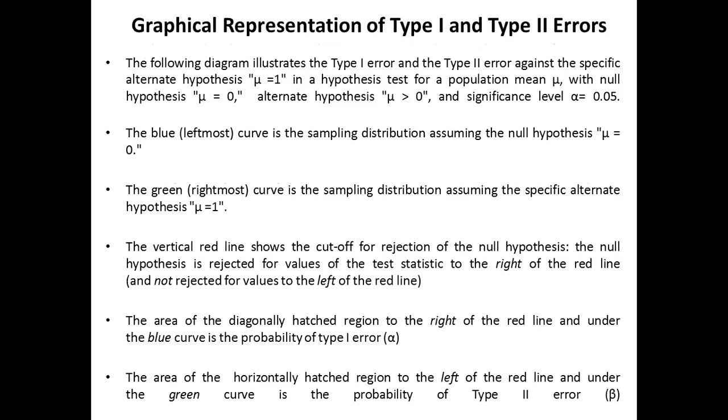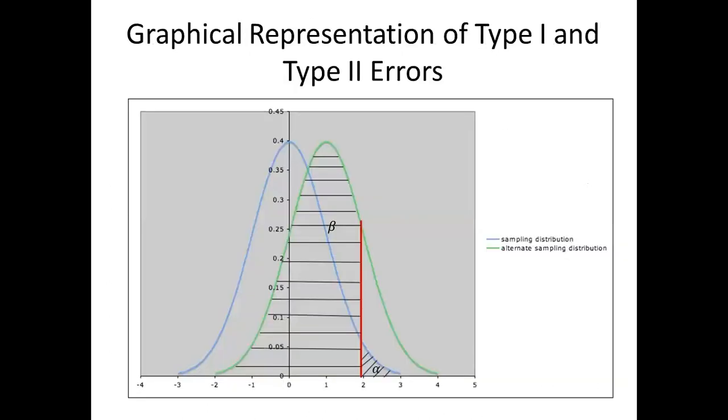Now how alpha and beta affect each other, we will explain with a simple graph, and whatever we are discussing in the graph is all written in this slide. So we'll discuss the graph and understand what is written here. Over here we have two sampling distributions. One is given by the blue curve, and the second is given by the green curve. The blue curve is the sampling distribution of the null hypothesis, and the green curve is the sampling distribution of the alternate hypothesis.